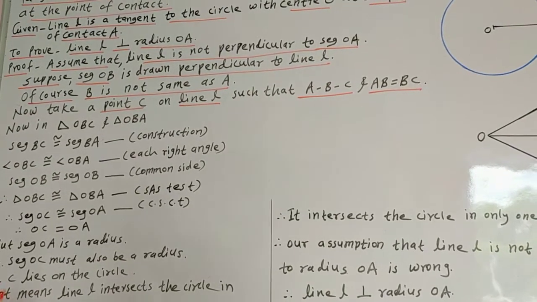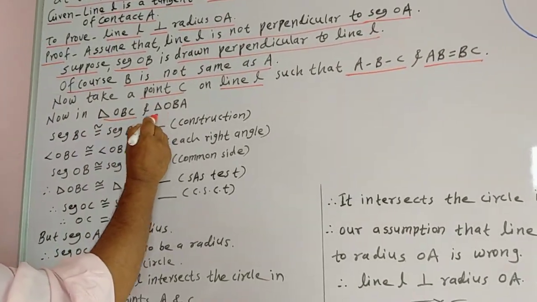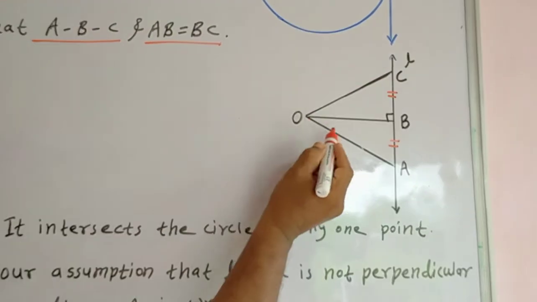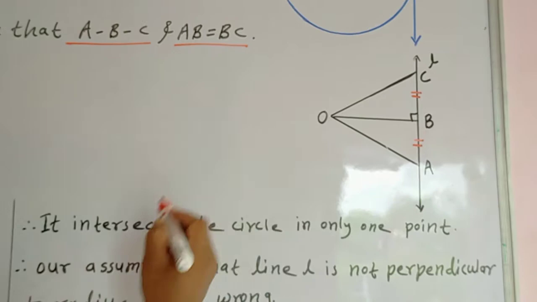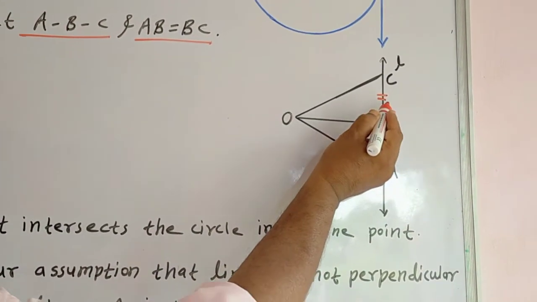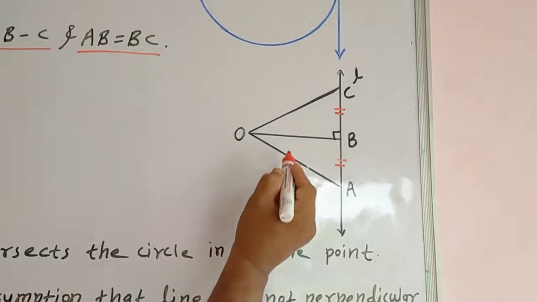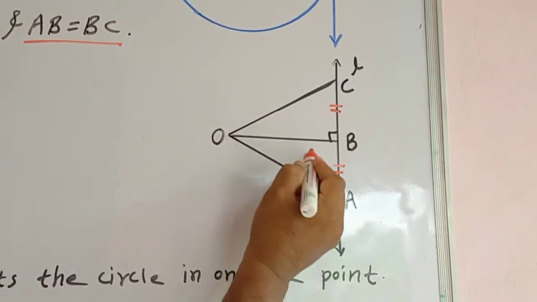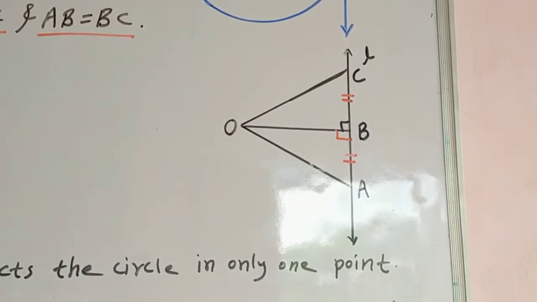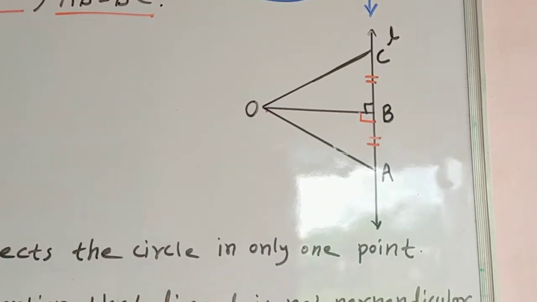Now we will get two triangles, triangle OBC and triangle OBA. You see here triangle OBC and below it triangle OBA. Prove them congruent. I am showing you here AB is congruent to seg BC by construction. Then angle OBA and angle OBC are congruent because each angle is 90 degrees or a right angle, and then seg OB is common to them.